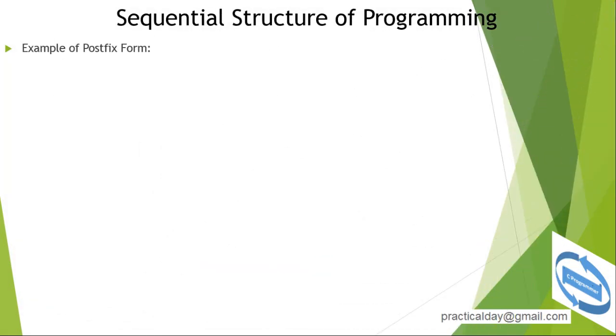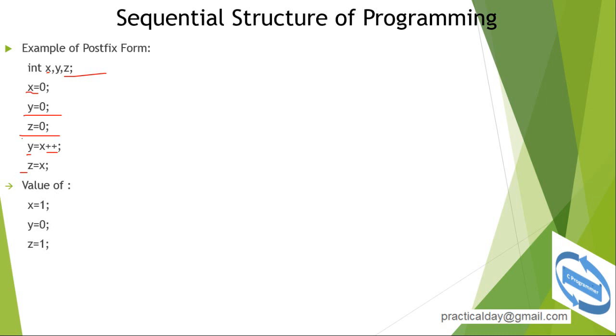Now let's see an example of the increment operator with a flow chart. Here there are three variables of integer data type, x, y and z. All three variables are initialized with 0. x is 0, y is 0 and z is 0. y gets the value from x, and then x increases its value, and then z gets the value from x. After that operation the value of x becomes 1, y is 0 and z is 1.